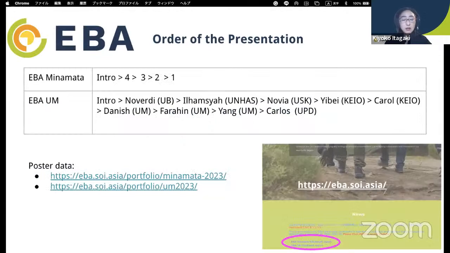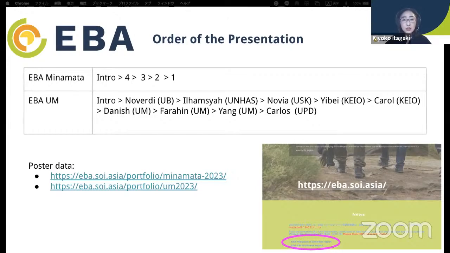Let me first explain the order of presentation. We will start with the EBA Minamata Fieldwork participants' presentation. After a brief introduction of the fieldwork, it's a descending order of the groups, starting from group 4 to 1. Each presentation will take about 5 or 6 minutes, including Q&A. After the EBA Minamata Fieldwork participants' presentation, the UM Fieldwork participants will present in this order.